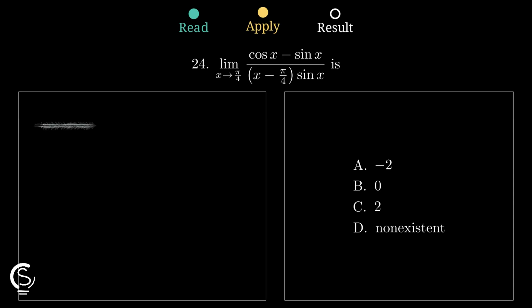Next, we apply L'Hopital's rule by taking the derivative of the top and bottom. The numerator becomes negative sine minus cosine, while the denominator requires using the product rule very carefully.